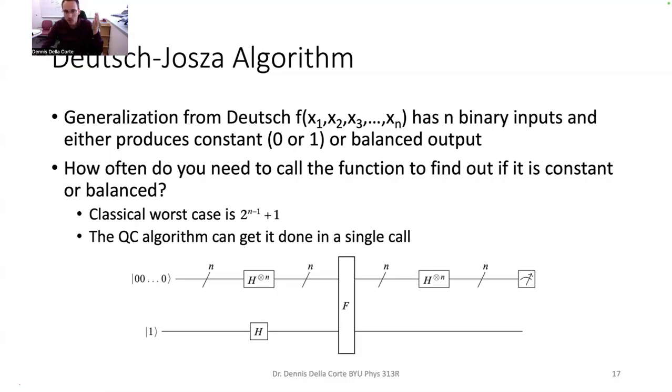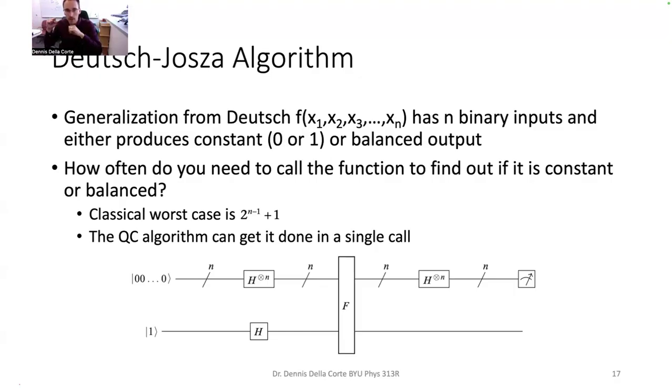In the classical case, if you work it through, you will find it is 2 to the power n minus 1 plus 1. So you have to look through half of the bits before you can be sure that it is either balanced or unbalanced. So in a moment where you find it's 0 or 1, then if you have both responses, you know it has to be balanced. But running half of the inputs through and I always get a 0, it could still be balanced. You just got unlucky.